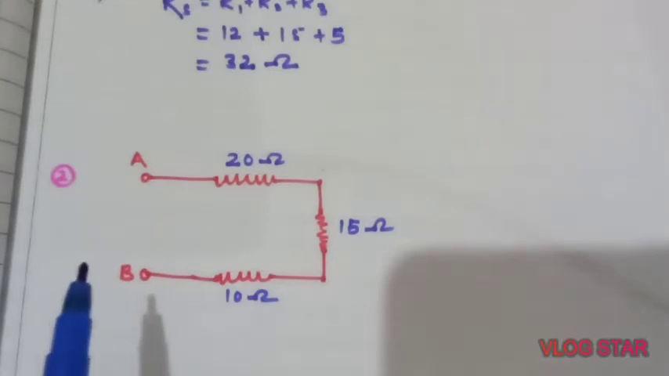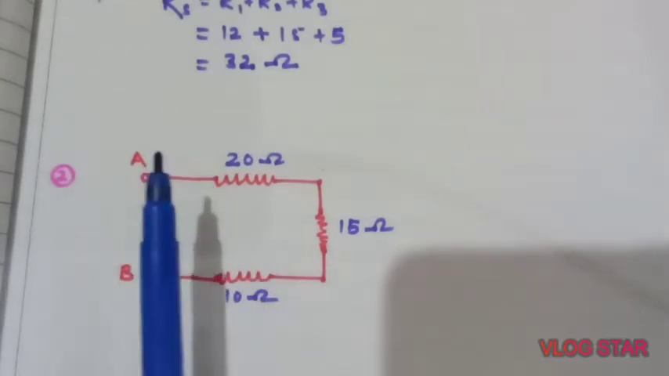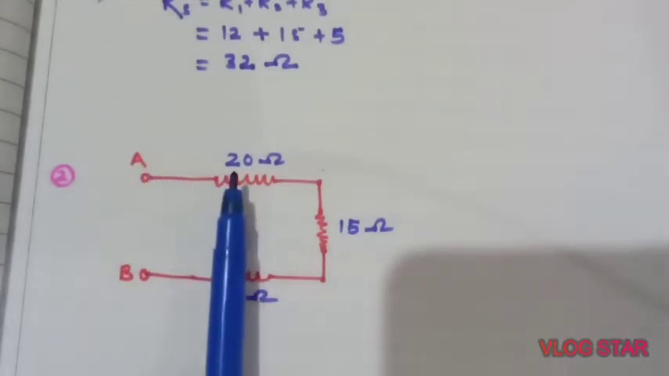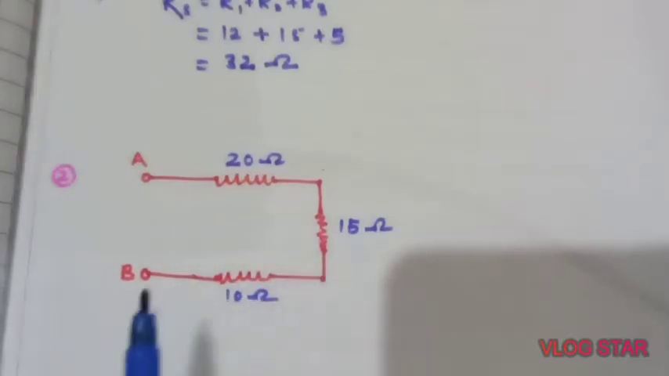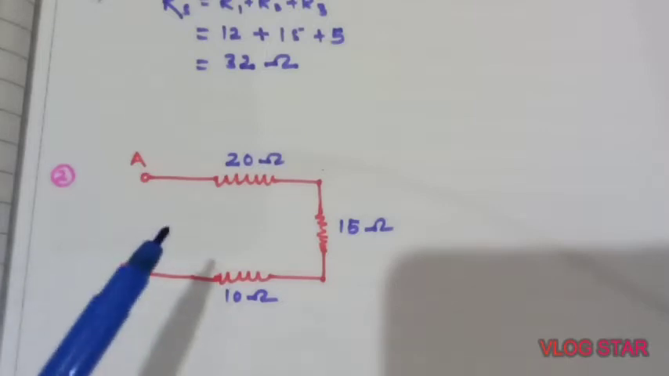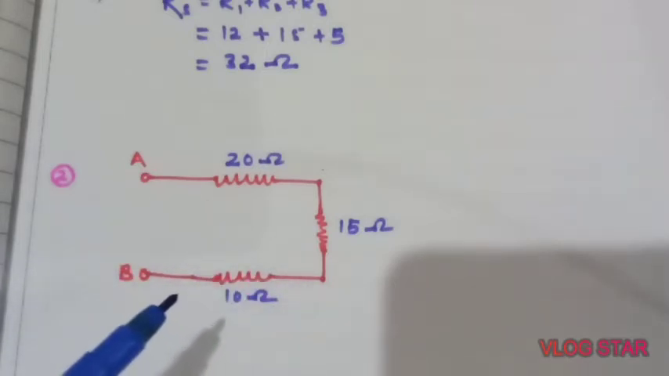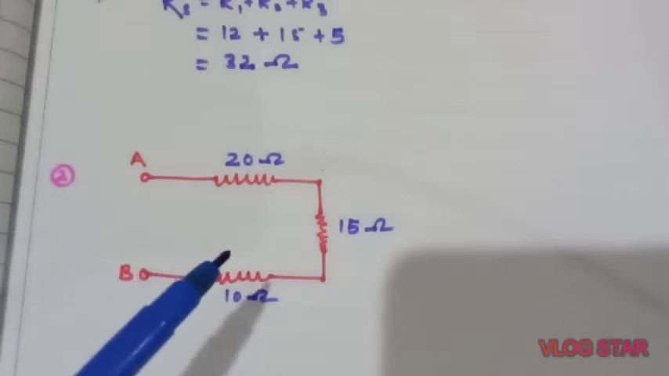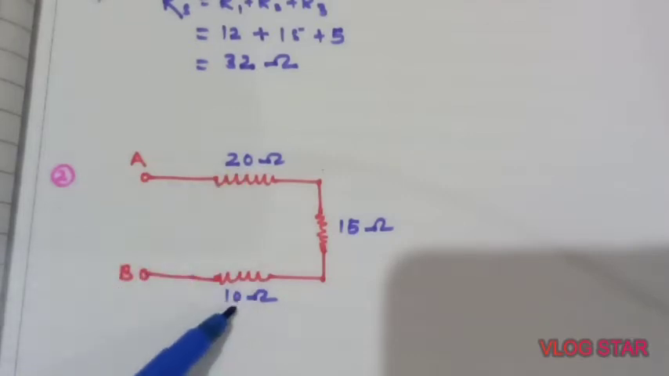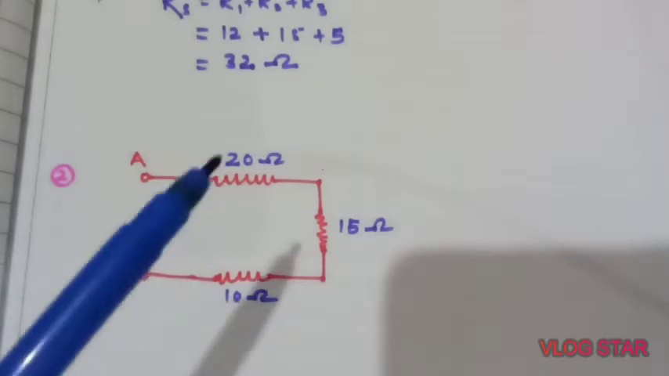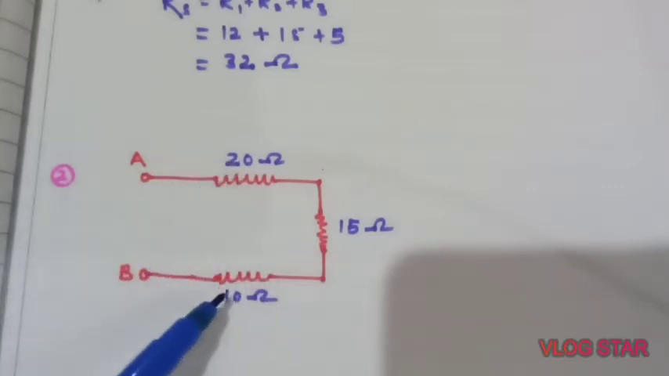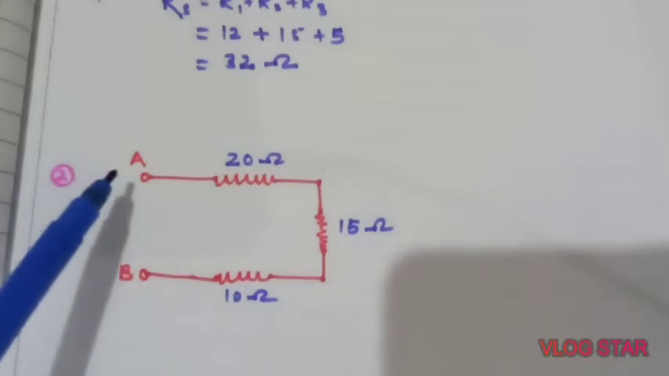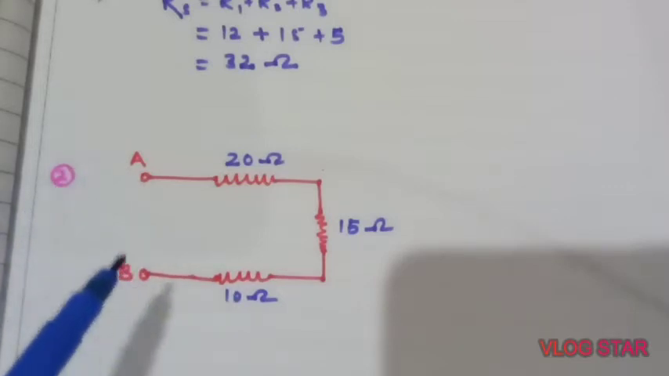Look at this second question. Again you can see three resistors of 20 ohm, 15 ohm and 10 ohm. Again my question is: how are these resistors connected? Are they in series or parallel? By observation you may say that 20 and this 10 are parallel. Though geometrically these two resistors look parallel, you have to observe points A and B.